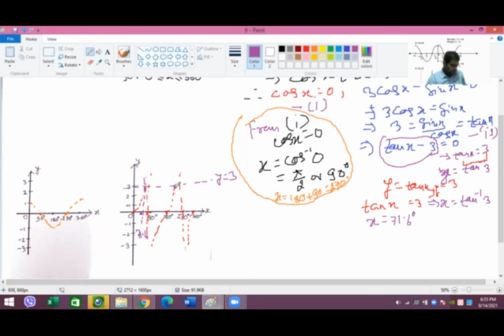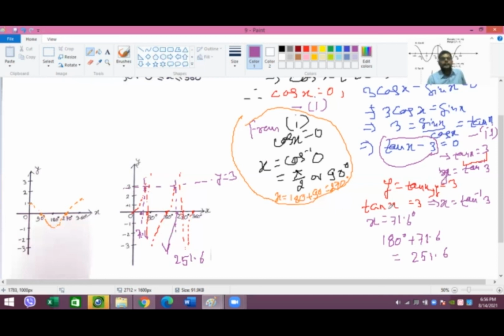Now, what is the other point of intersection? You can see here it is just ahead of 180 degrees. So if you increase 180 degrees by 71.6, then it will give you the value 251.6 degrees. So we found the point of intersection between the line and the curve here. And then do we have any other point? No. Up to here only we have points of intersection between the line y equals 3 and the curve tan x.